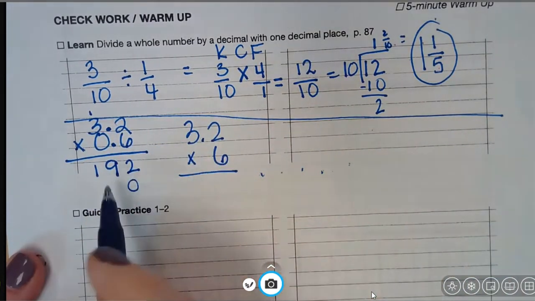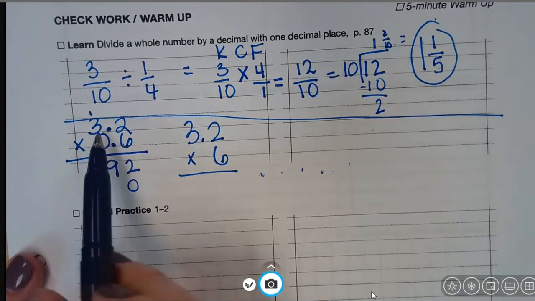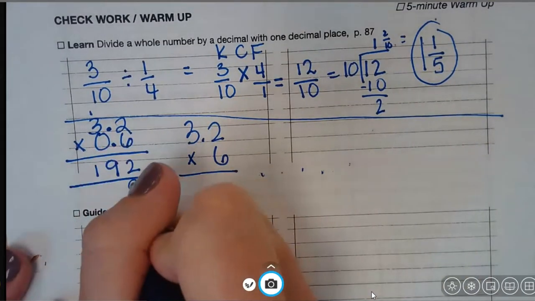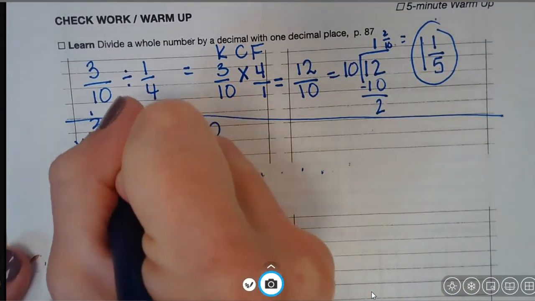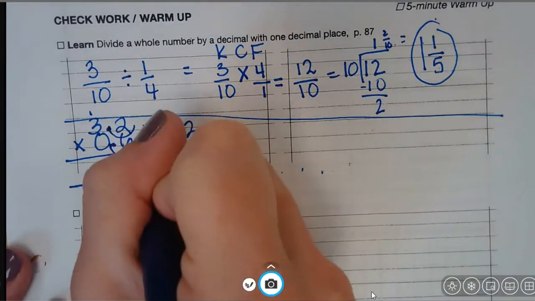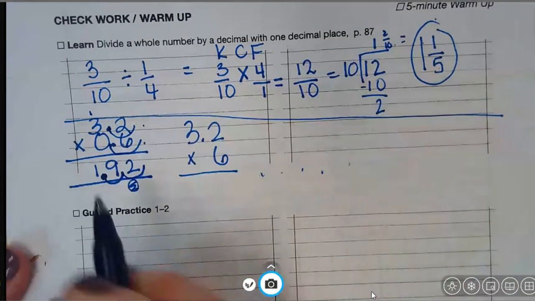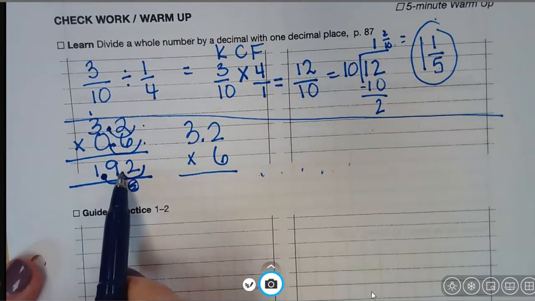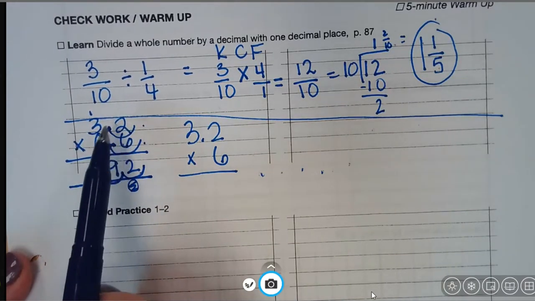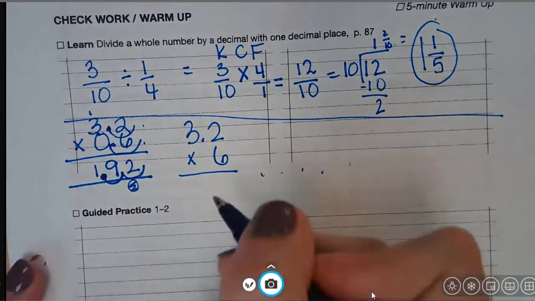And then the next digit is the 0. So I know everything multiplied by this one is going to be 0, so I really don't have to multiply anything there. And then I count my decimal places in. There's 1 there and 1 there. So I know 1 plus 1 is 2. So on my answer, I'm going to go 2 decimal places in. So my answer should be 1 and 92/100ths. On your calculator, you can check: is 3 and 2/10 times 6/10 the same as 1 and 92/100ths?